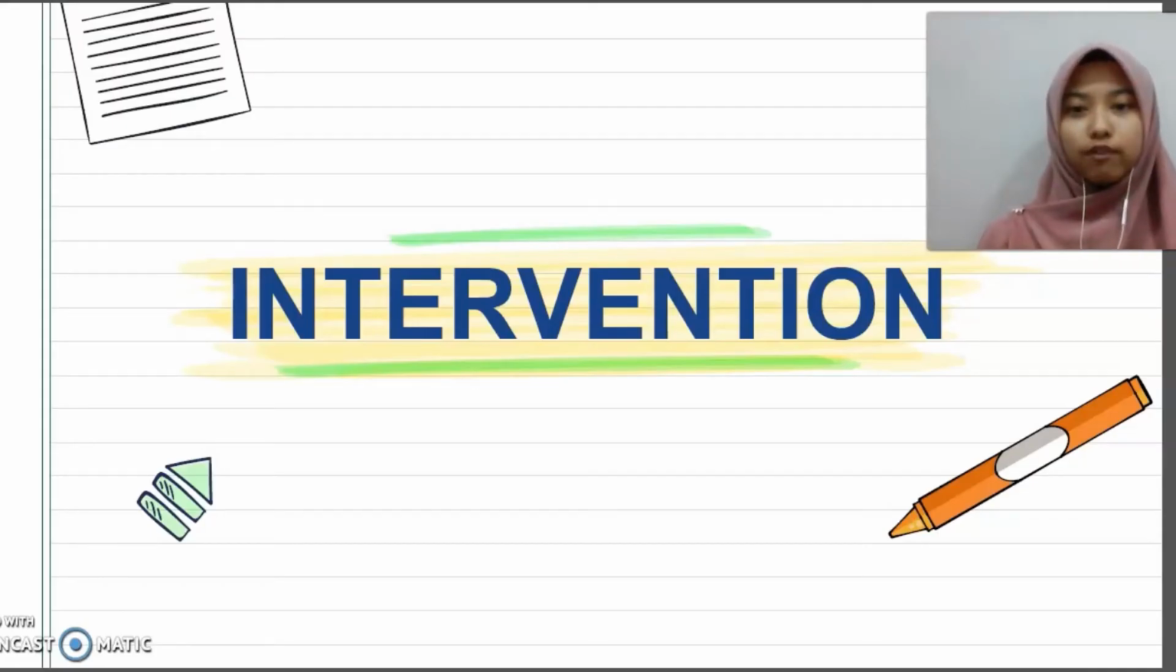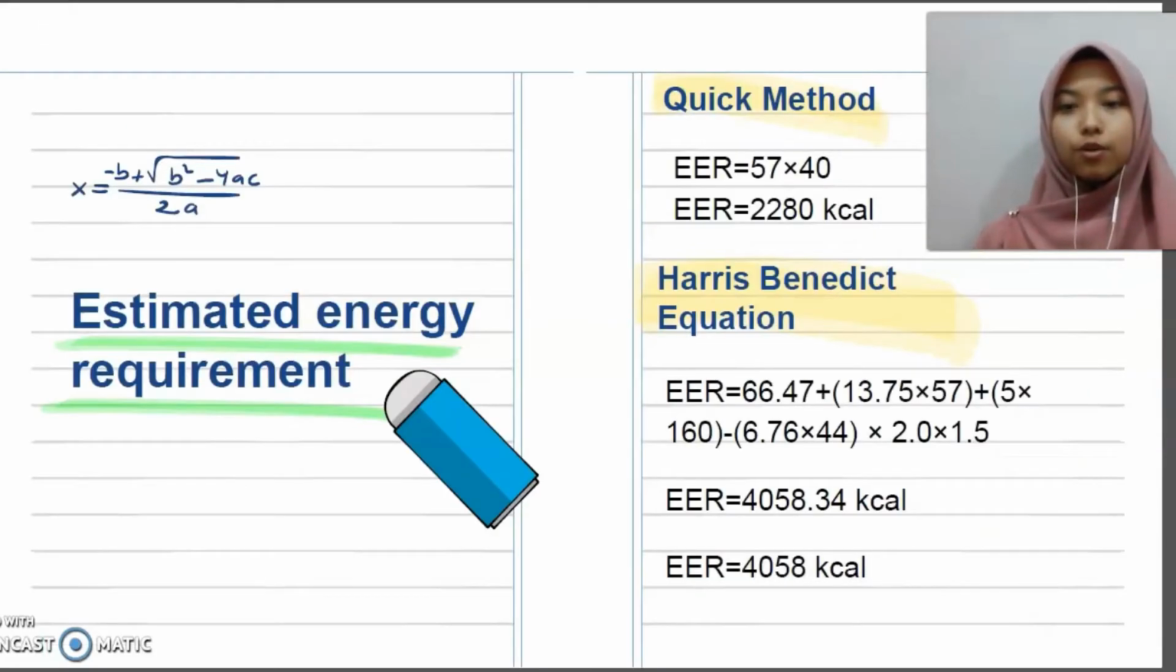Next, we move to intervention. To calculate the estimated energy requirement, we use the quick method and the Harris-Benedict equation. For the quick method, the estimated energy requirement is 2,280 kcal, while for the Harris-Benedict equation, the estimated energy requirement is 4,058 kcal.